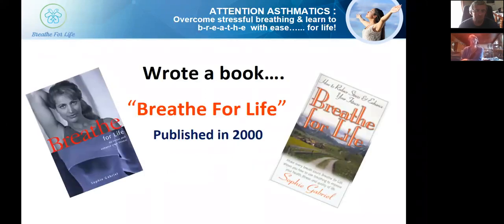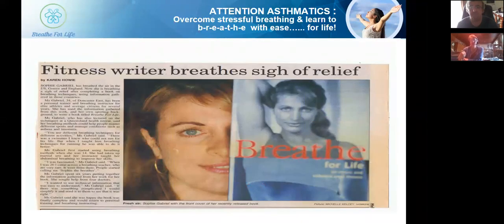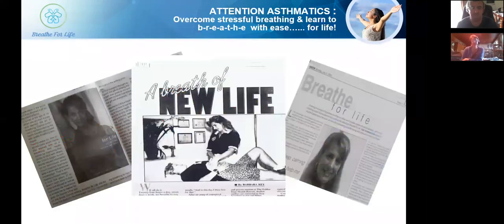So here's what I've done. I wrote a book. It was published 17 years ago, and it's still available on Amazon.com. It looks like I've got two books, but the one on the left is from my Australian publisher and the one on the right is from my American publisher. After my book came out, there was a lot of interest because it was something different. So I had quite a few articles written about me. I ended up on TV talkback shows, radio, and so on. Here are some more articles.